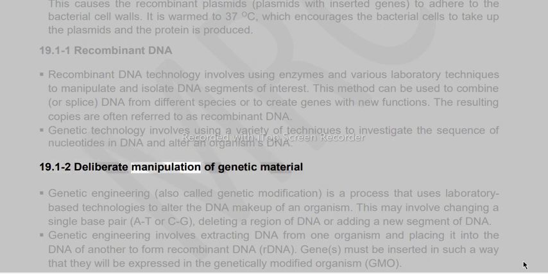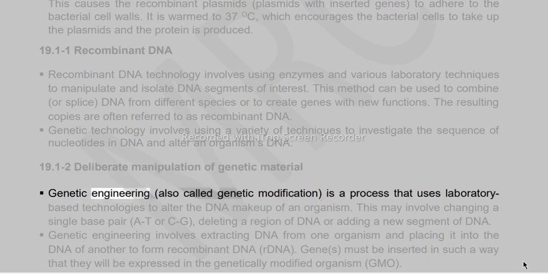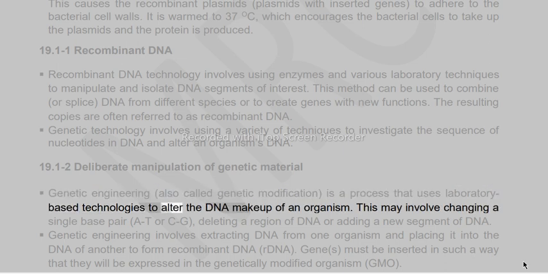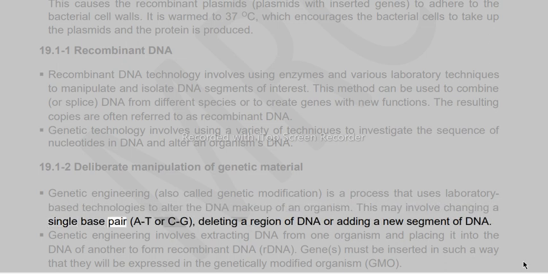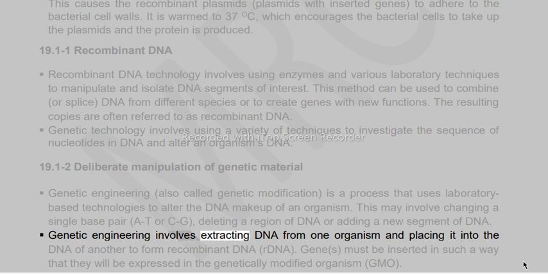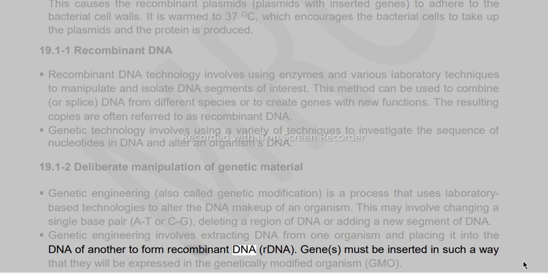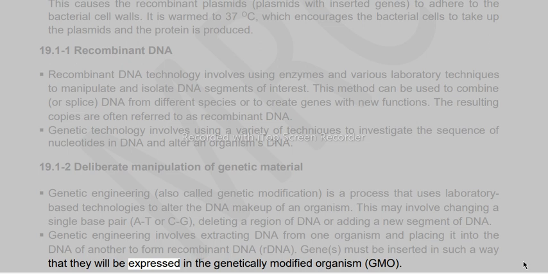19.1.2 Deliberate manipulation of genetic material. Genetic engineering, also called genetic modification, is a process that uses laboratory-based technologies to alter the DNA makeup of an organism. This may involve changing a single base pair, AT or CG, deleting a region of DNA or adding a new segment of DNA. Genetic engineering involves extracting DNA from one organism and placing it into the DNA of another to form recombinant DNA, rDNA. Genes must be inserted in such a way that they will be expressed in the genetically modified organism, GMO.